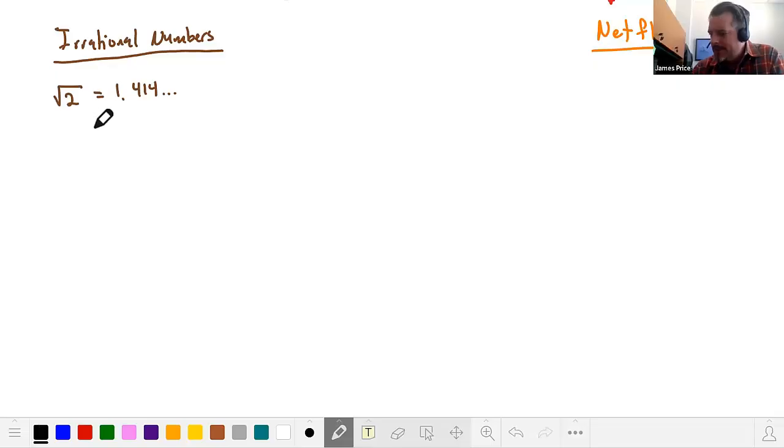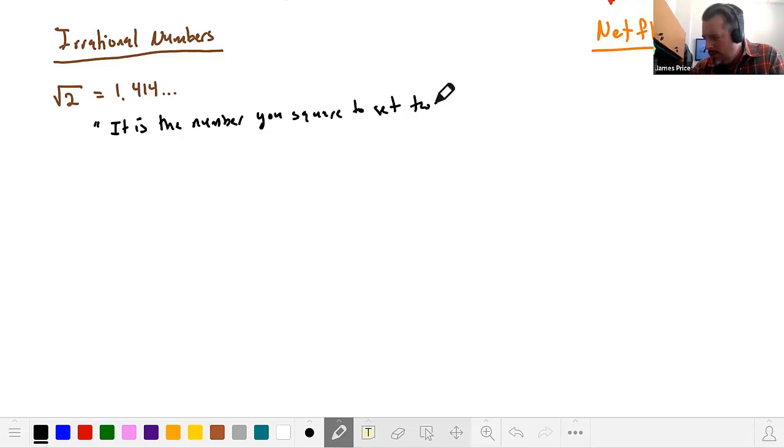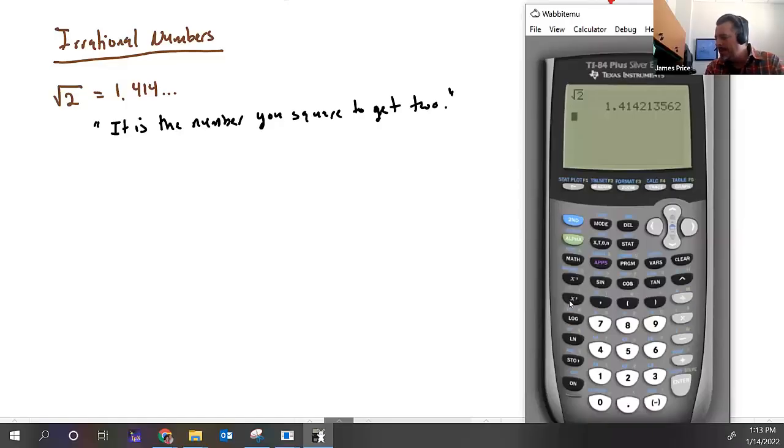So what is that number? Well, I'm going to write down the answer. It is the number you square to get 2. Geez, a little bad there. It's the number you square to get 2. And in fact, your calculator kind of tells you that, because the square root button is right behind that x squared button. If you hit x squared, it takes that answer and squares it, and it gives you back 2, because that's what the square root of 2 means. It's a number that you square to get 2.